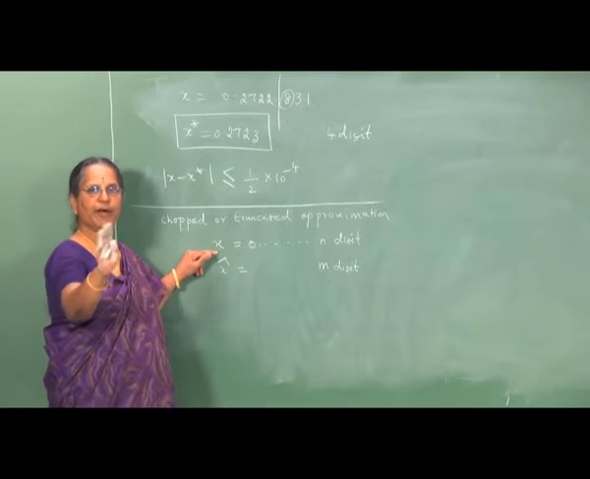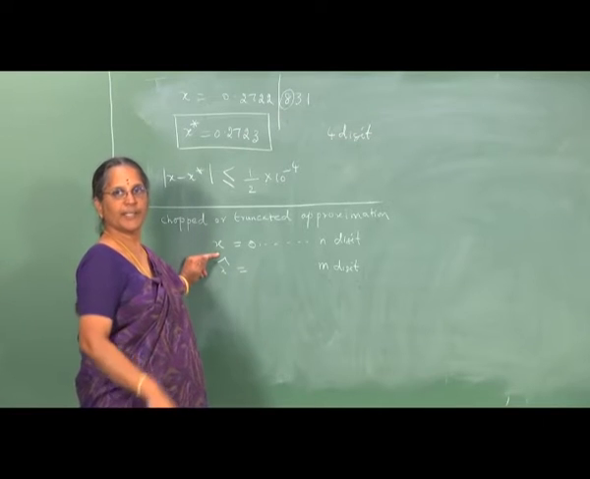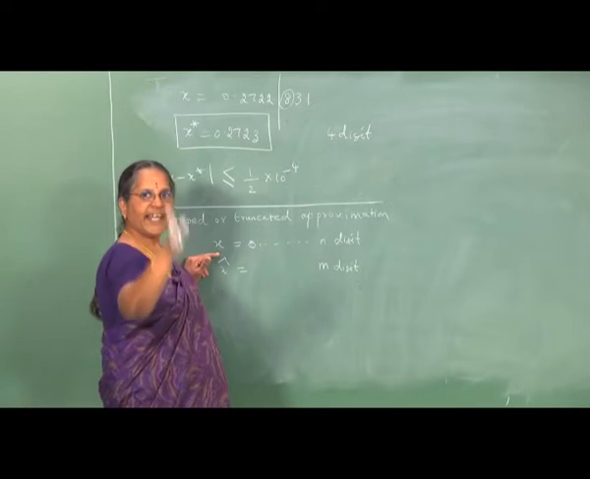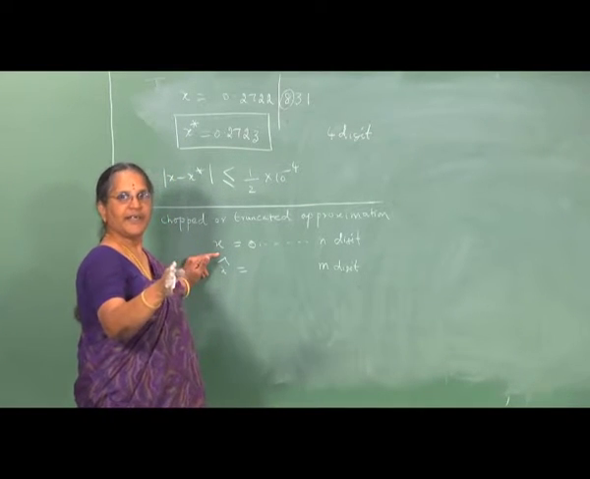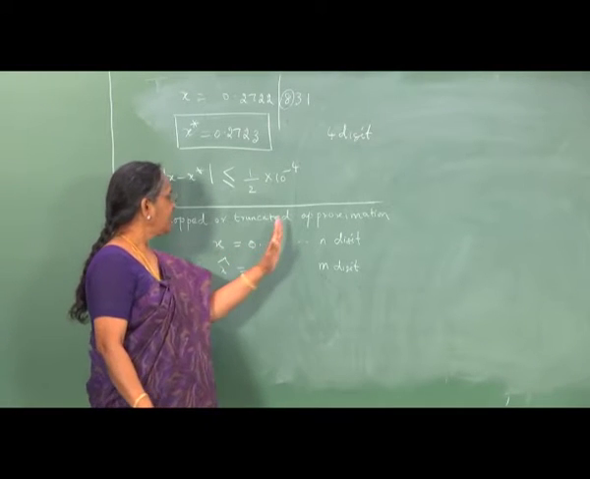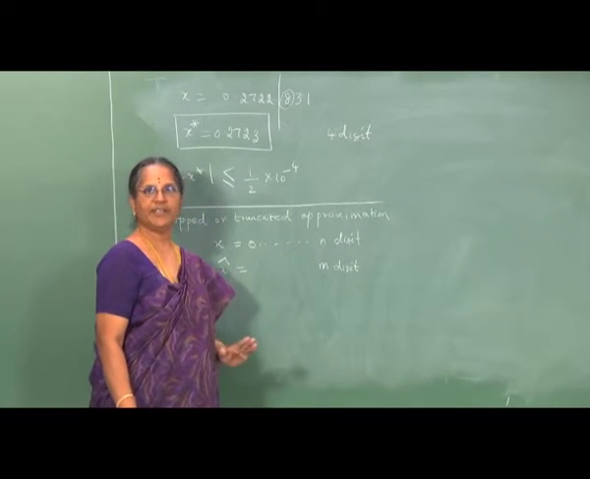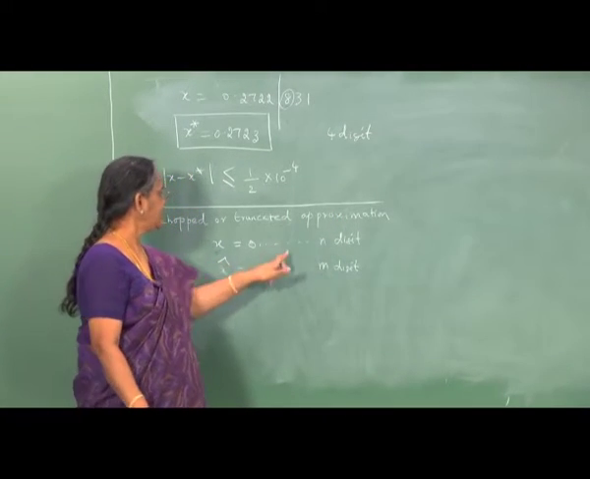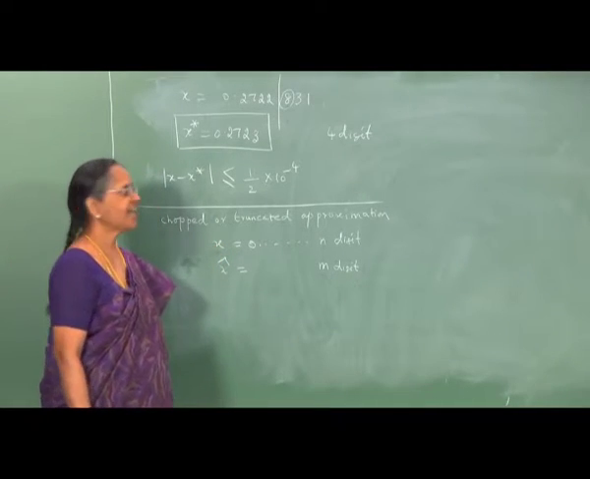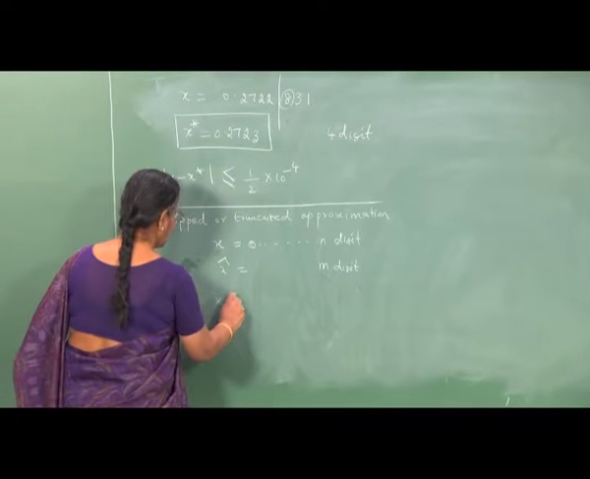It is obtained by simply discarding all the digits in x beyond the mth digit. You do not worry about what the value is at the m plus 1th location. You truncate or chop the digits in x and discard all the digits beyond the m digits in the n digit decimal representation of x.